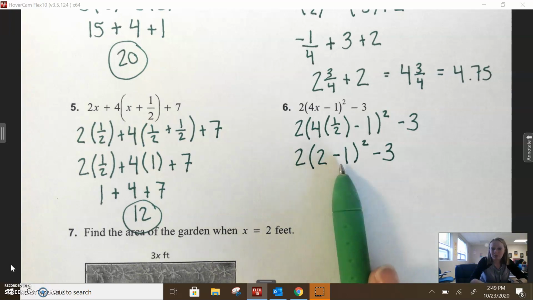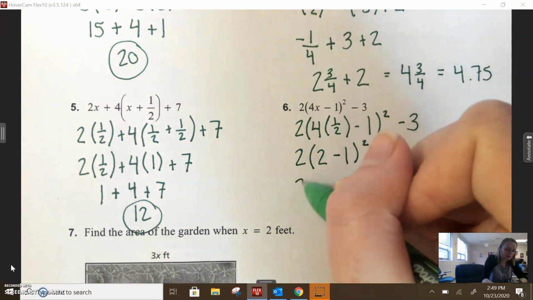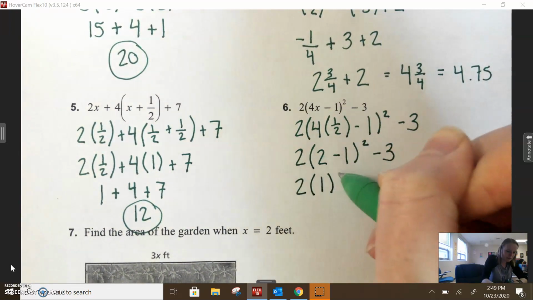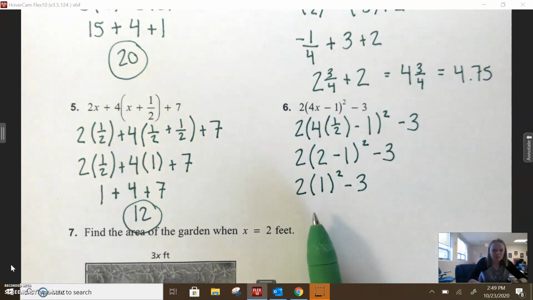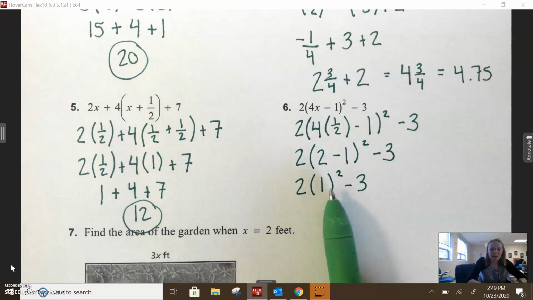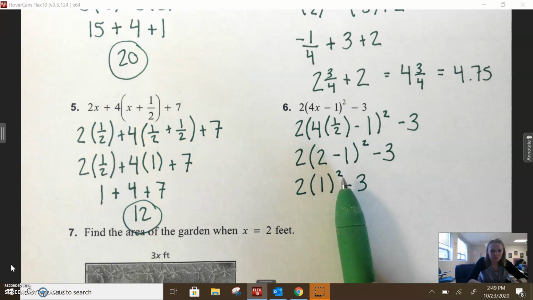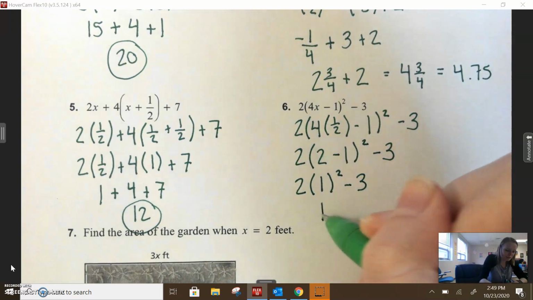I'm not finished with my parentheses yet. This is pretty easy though. 2 minus 1, that still gives me 1. Keep everything else the same here. Then now I can do my exponent because that's the E in PEMDAS. 1 squared, that's really just 1 times 1, which is still 1.